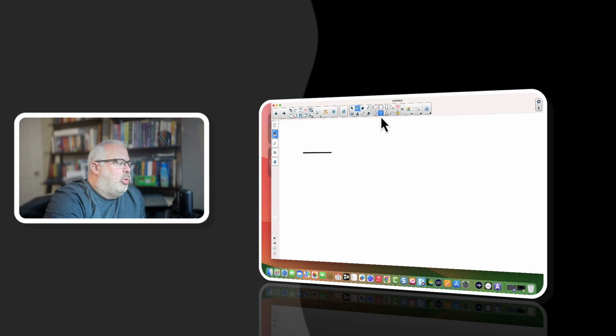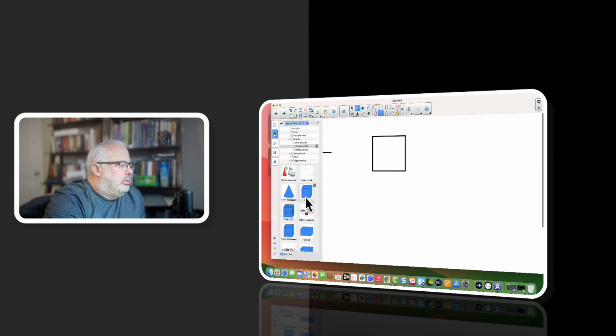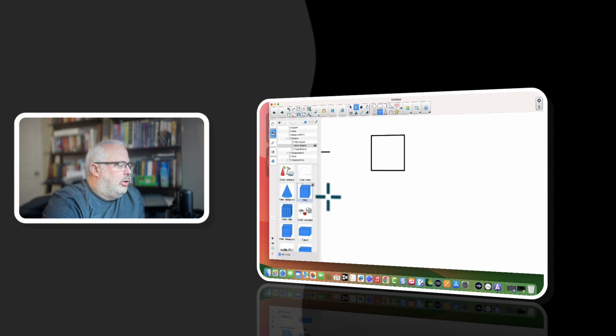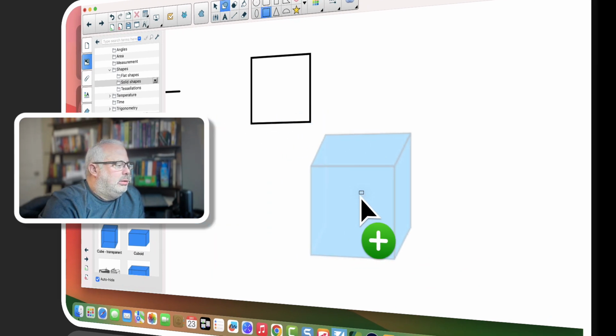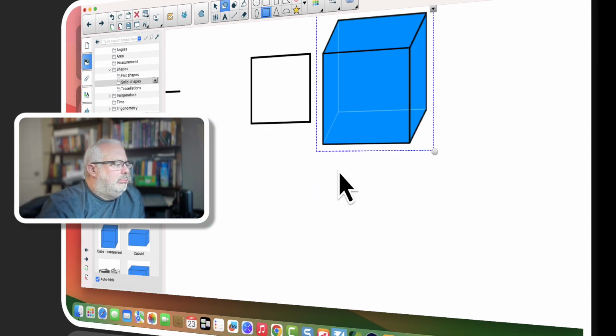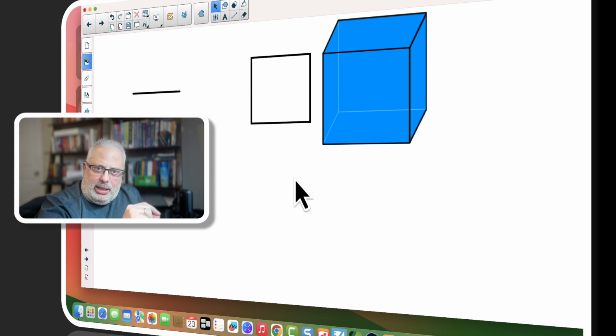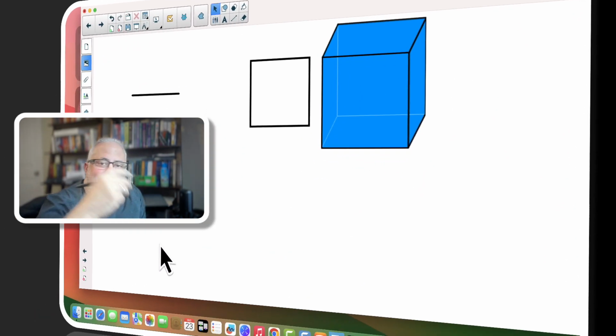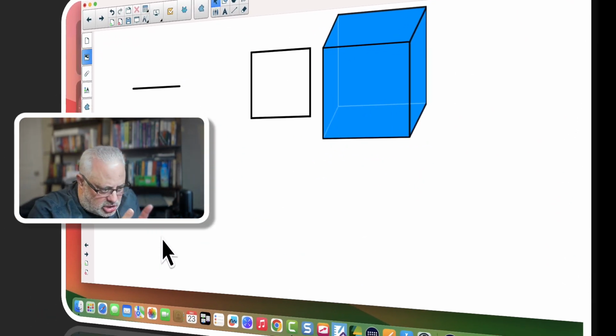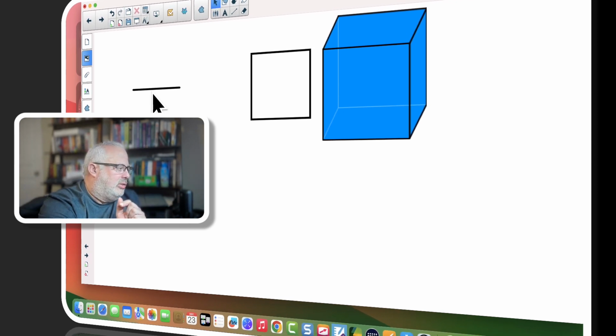I'm going to use the square. Okay, let me put the square right here. And I will use a cube. So I'm going to use the cube right here. And we have the three elements right now. So we have the segment, we have the square, and we have the cube. What do we do with this? Very simple. The length of that segment is x.